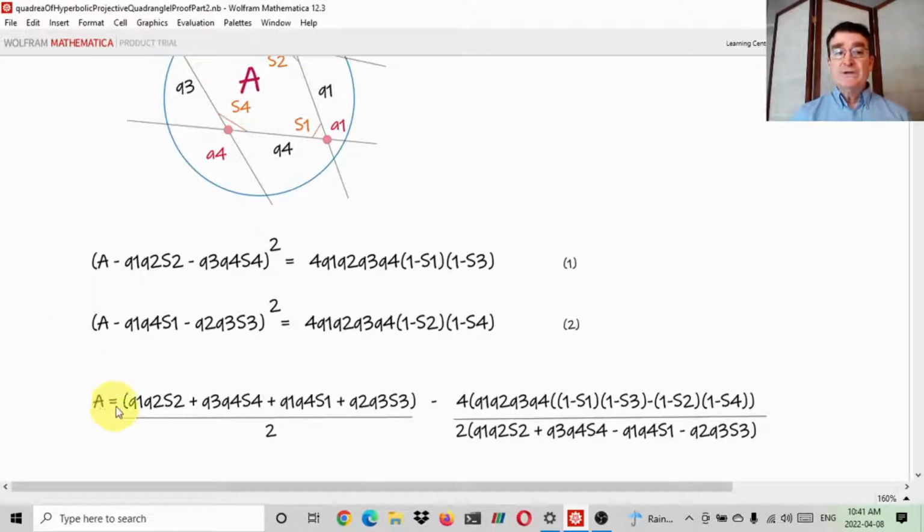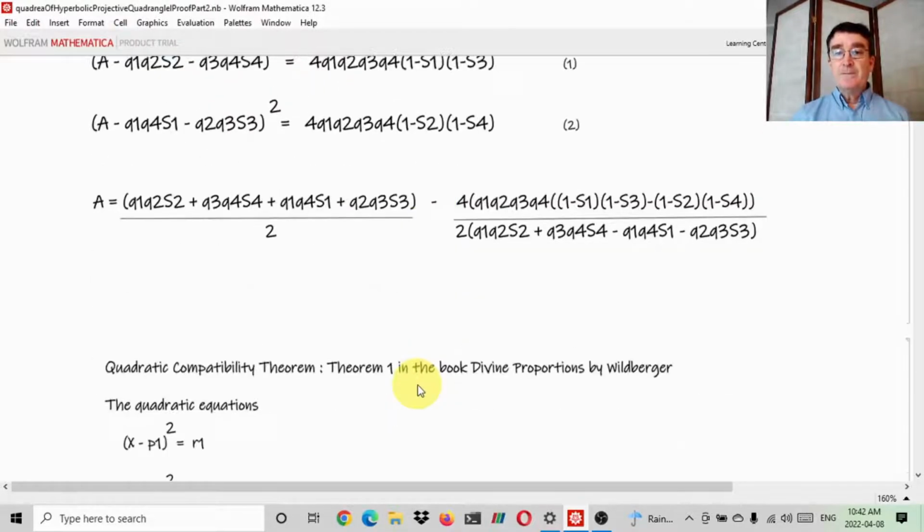What we'll be doing is substituting this expression for A back into the second quadratic equation, number 2, and showing that this equation is valid, that the left-hand side, A minus Q1, Q4, S1 minus Q2, Q3, S3, all of that squared is equal to 4 times Q1, Q2, Q3, Q4 times 1 minus S2 times 1 minus S4.